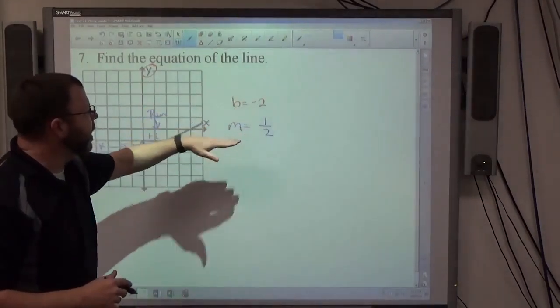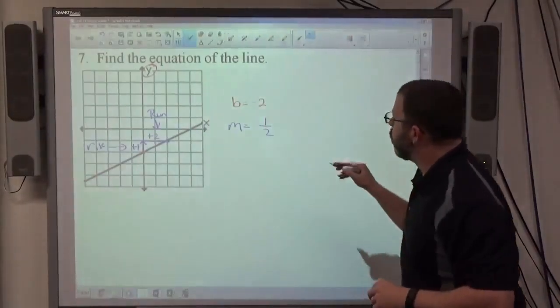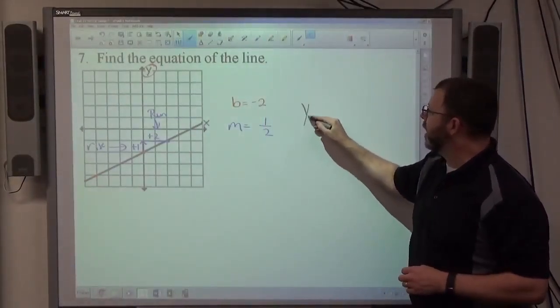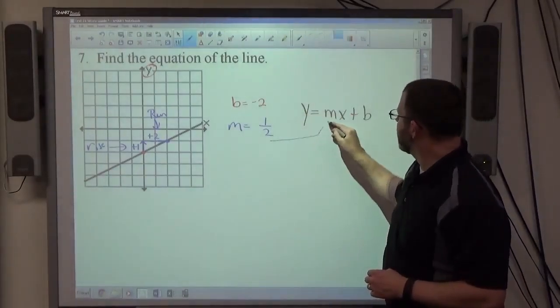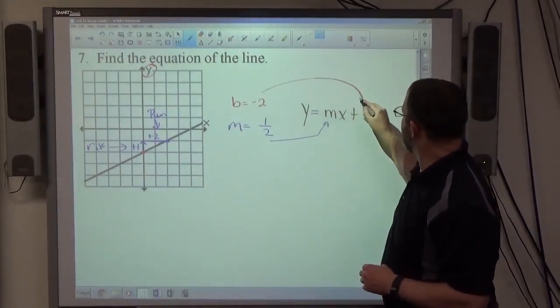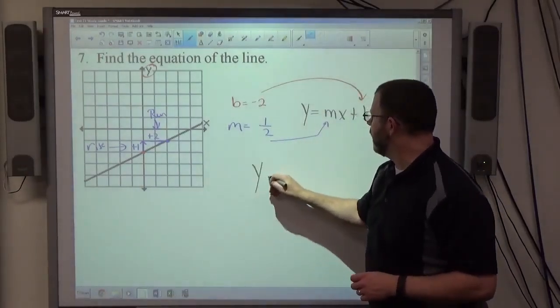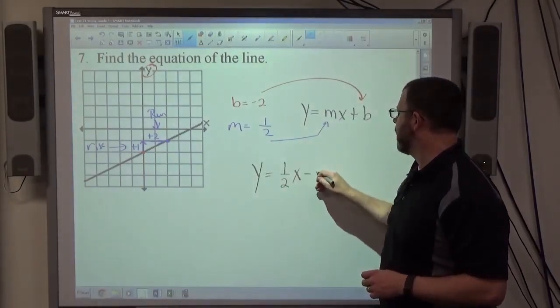And once you get both of these answers, both of these numbers, the equation of a line structure is y equals mx plus b. M goes right there, and b goes right there. So the answer is y equals 1/2 x minus 2.